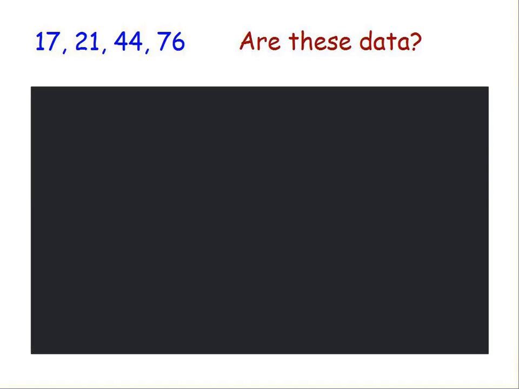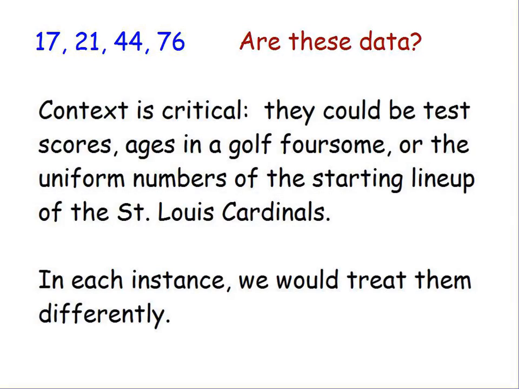So here is some numbers: 17, 21, 44, and 76. So the first question becomes, are these data values? And the answer to that is no. The context of your data is the most critical piece of your data. We don't know what these numbers represent.